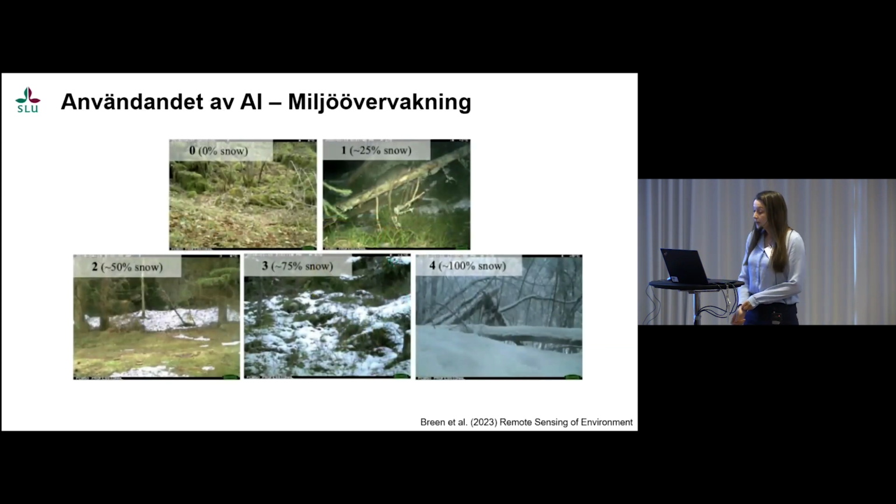Another aspect that we can monitor with camera traps is the environment. Here is an example with snow cover. But we can also train a model that can help us to classify the different snow cover classes more efficiently.